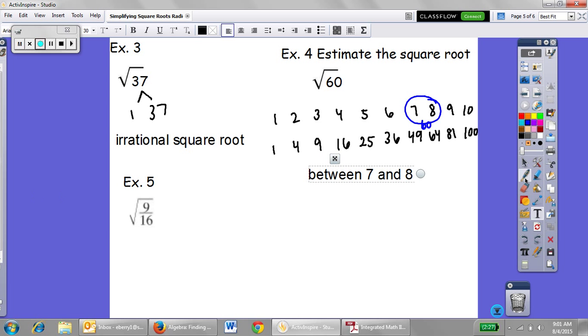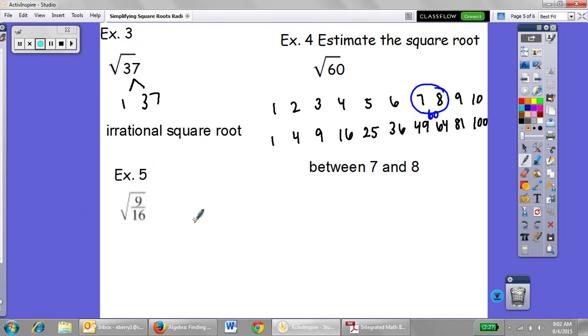And lastly, example 5, the square root of 9/16. So to do the square root of a fraction, we can do the square root of the numerator and the square root of the denominator. The square root of 9 is 3, and 3 times 3 is 9, and the square root of 16 is 4. So our answer is 3/4.